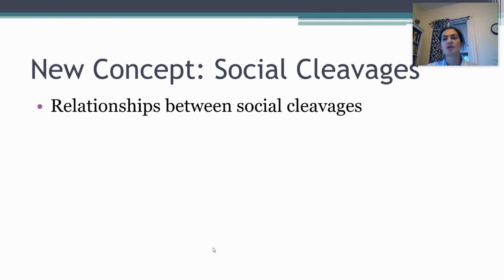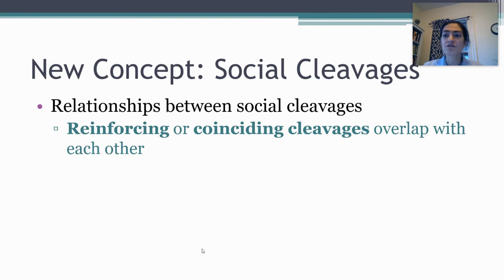And so that means we need two different vocab words to describe the relationships between pairs or sets of social cleavages. The first of those is reinforcing cleavages or coinciding cleavages.